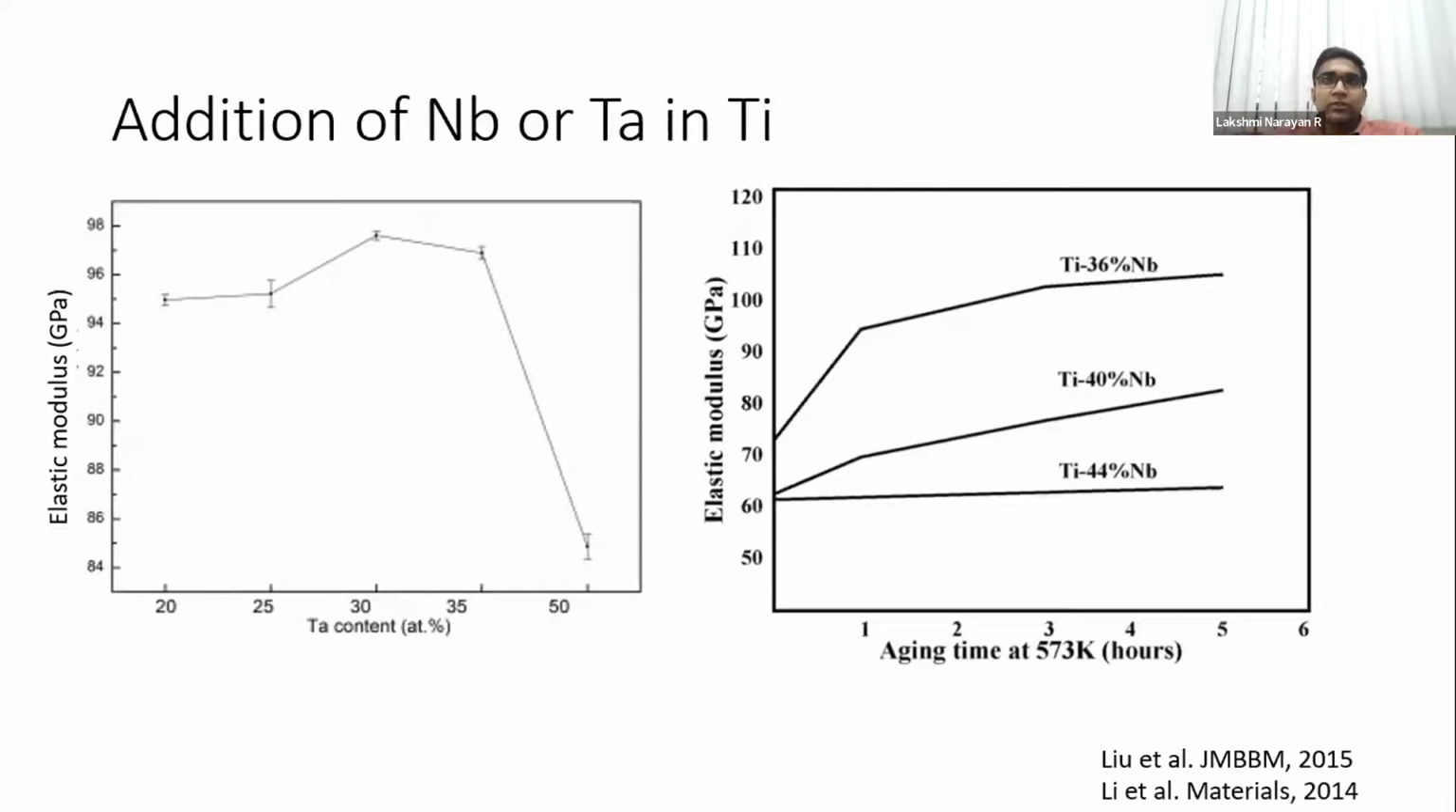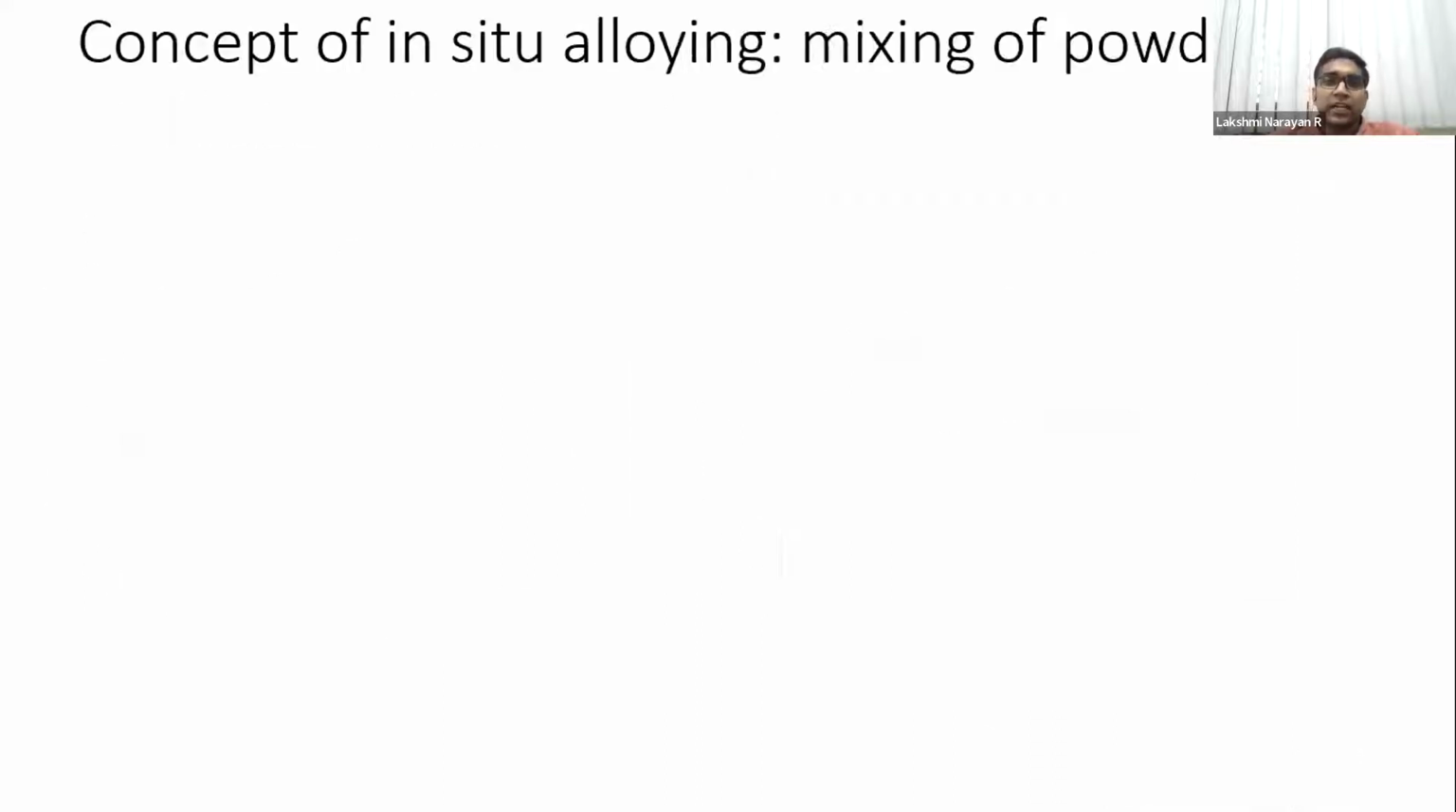So if you see 44% niobium, we are very happy with it because you can strengthen the material without changing the stiffness too. So that is where again the alloying part comes in. Generally, we take about 44% niobium for alloying with your titanium. Now, when we come to the concept of mixing of powders, this is another challenge.